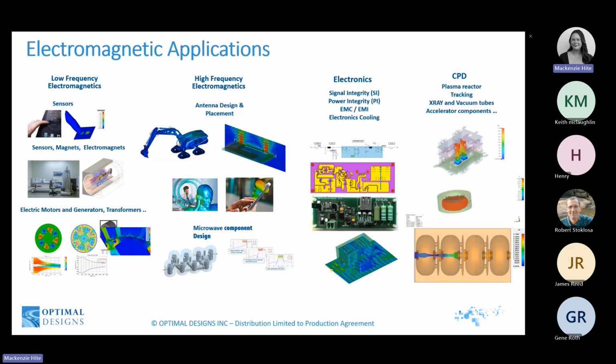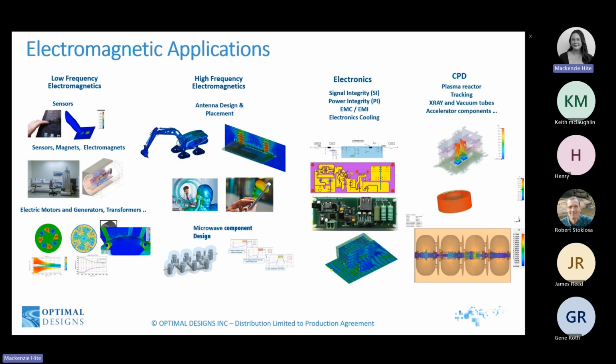This is a snapshot of different EM applications moving from low frequency to high frequency. What defines a low frequency from high is the relative electrical size of the device in wavelengths. Low frequency devices are a fraction of a wavelength, where high frequency devices are multiple wavelengths. Starting with low frequency applications, examples include sensors, MRI, electric motors, and transformers. Moving over to high frequency, examples include antennas, filters, and waveguides.